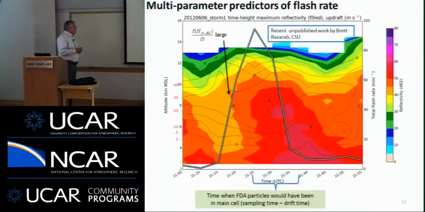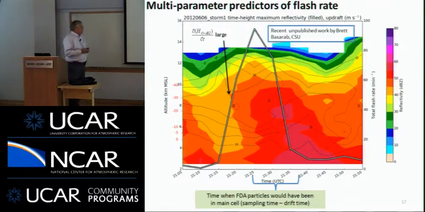I also want to do a little advertisement for work at CSU. This is work that's being done by Brett Basarab, and he's looking at predicting the flash rate and trying to understand the radar characteristics, such as the change in the height of the 45 dBz surface with time here. So he's plotted the reflectivity in colors here. And then these contours are contours of updraft as determined from the Doppler analysis. And then superimposed on this is the flash rate over here determined from the LMA data.